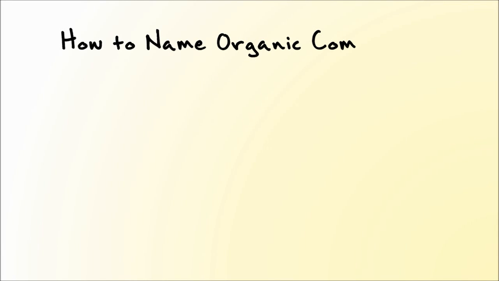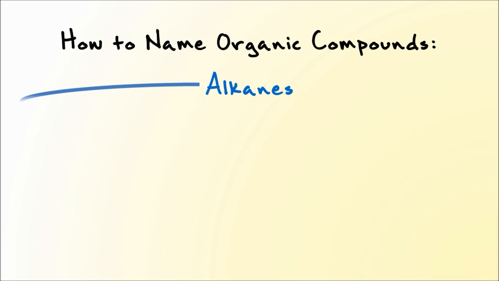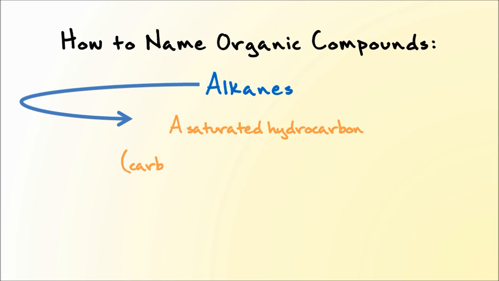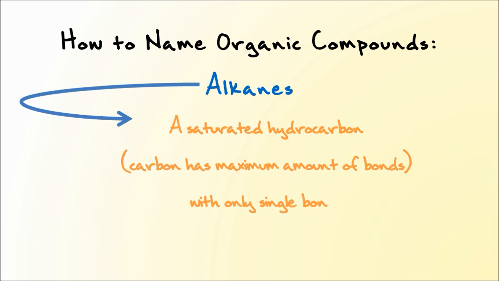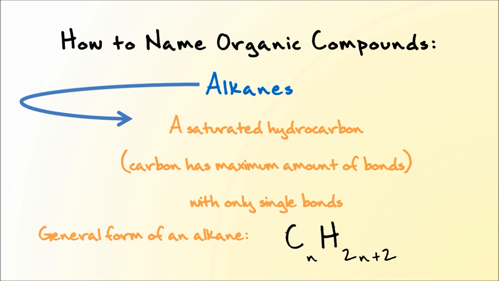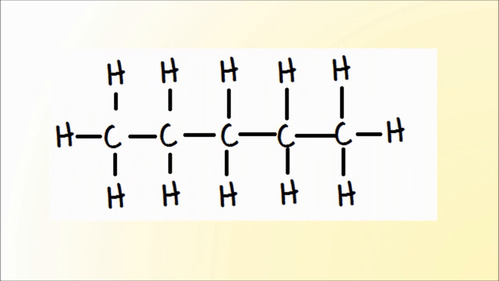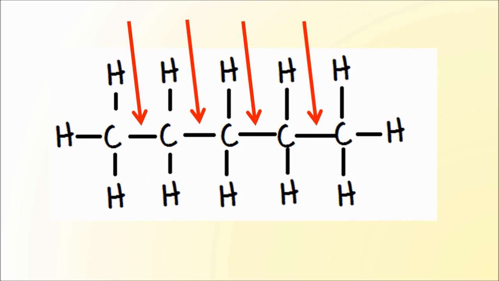So how to name organic compounds? Alkanes. An alkane is basically a saturated hydrocarbon, a carbon with the maximum amount of bonds, with only single bonds, and it only has hydrogen and carbon. The general form of an alkane looks just like that. Here's an example of an alkane. Notice how it has only single bonds, and each carbon is connected to either another hydrogen or another carbon.